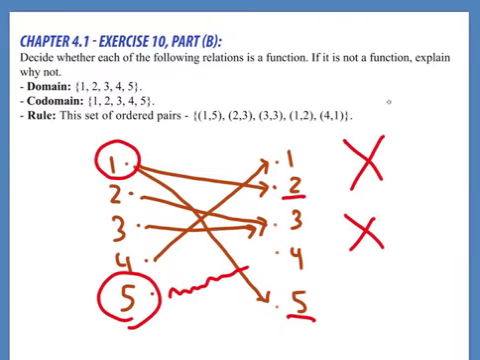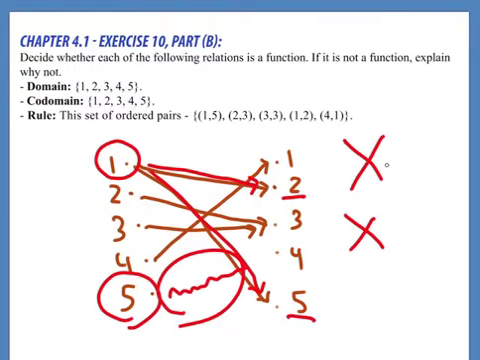So the first reason why this isn't a function is that the element 1 in the domain is mapped to 2 different outputs, and then the input 5 in the domain has no output at all. So this is not a function.